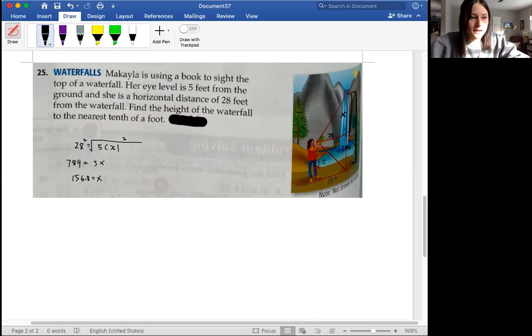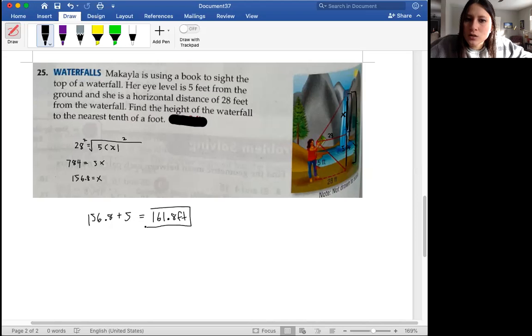So if I add 5, then I have the entire hypotenuse, because these two parts of the hypotenuse make the entire hypotenuse, right? So 156.8 plus 5, and the answer for the entire hypotenuse is 161.8 feet. Okay, there's another way you can do this, and that involves using the Pythagorean theorem, but I think this way is a little easier because you don't have to do things that you haven't done in class.